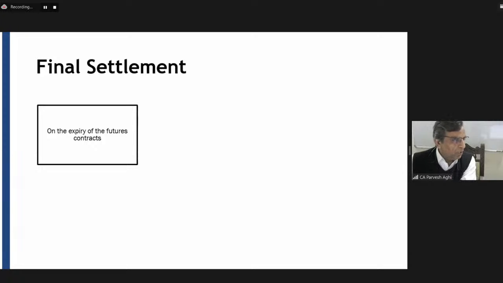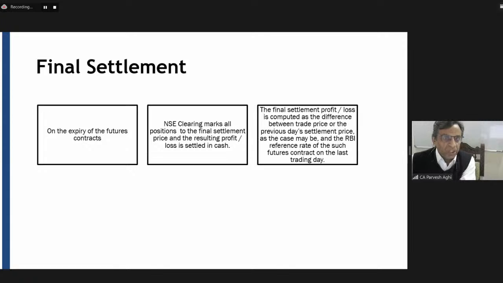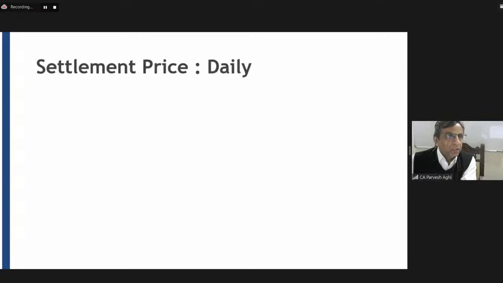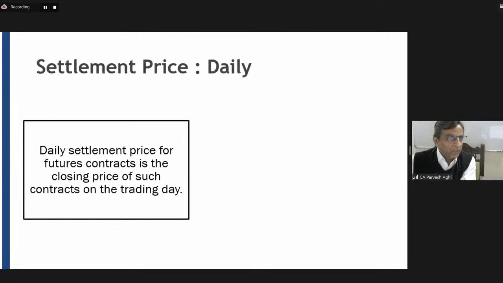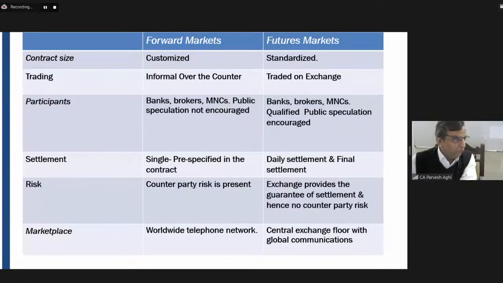So this happens on the expiry of the futures contract, through the National Stock Exchange. Then this we explained, this we did. And then finally, the daily settlement price is based on there being a daily settlement, and there is always a final settlement. And the differences we know.